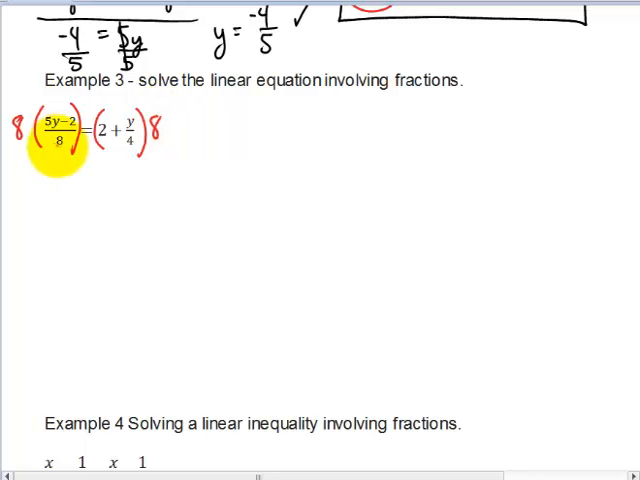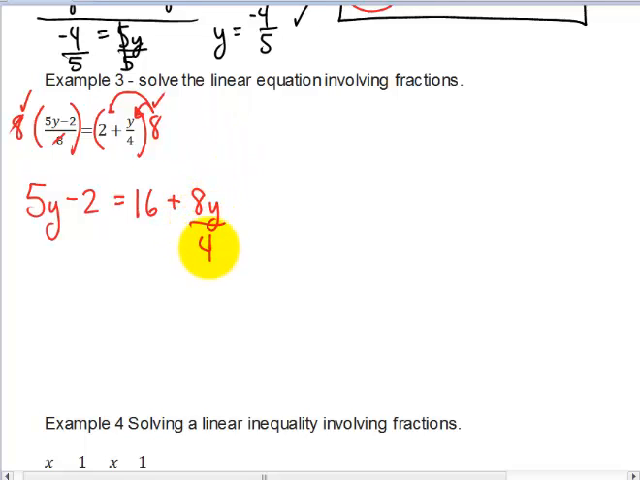So on the left side, we're just going to have 5y minus 2, because that 8 will cancel that. As long as I do the same thing to the left side, multiplying by 8, as I do the right, I could do this. So then I distribute the 8 to both fractions. So that's going to equal 16 plus 8y over 4, and then that simplifies to give me 2y.